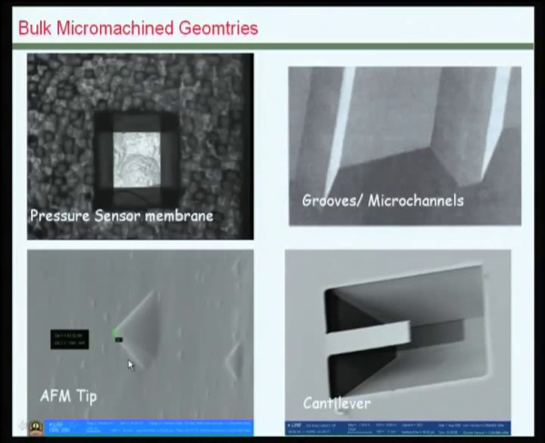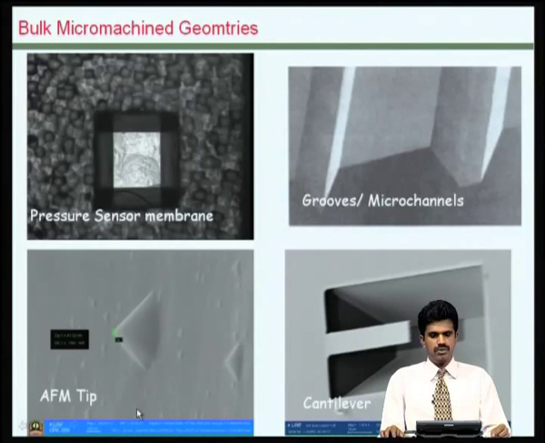We can also suitably modify the processes required and form tips, pyramidal geometries, conical geometries that could be used for applications such as in AFM tips. All these are possible by bulk micromachining.